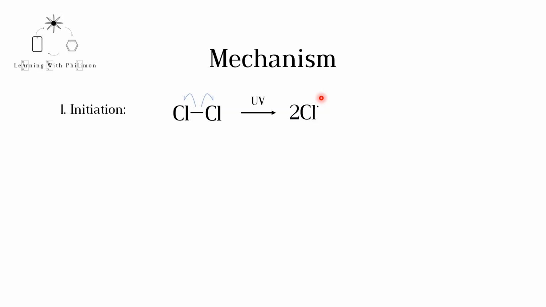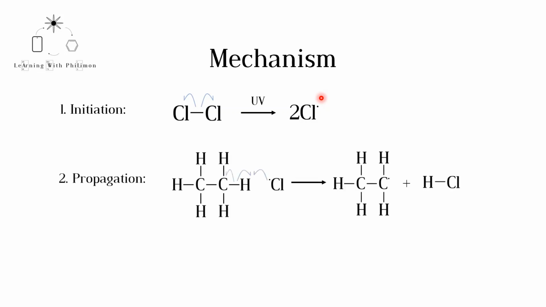In the propagation step, a chlorine radical reacts with ethane. 1 electron of the CH bond is retained by the carbon atom, and 1 electron is retained by hydrogen. Hydrogen uses this electron to form a bond with a chlorine radical. The unpaired electron of the chlorine radical is involved in the bonding.